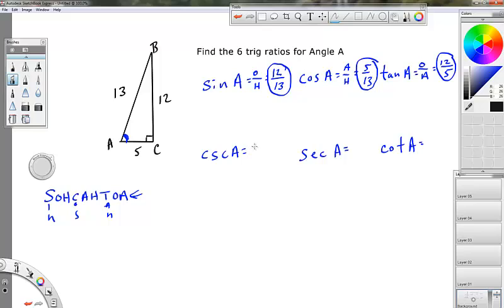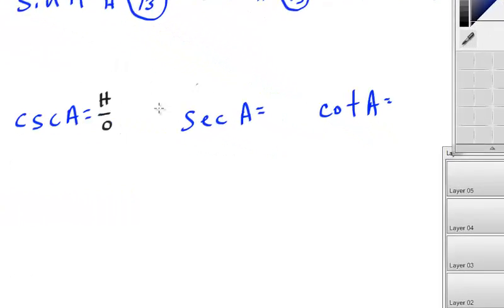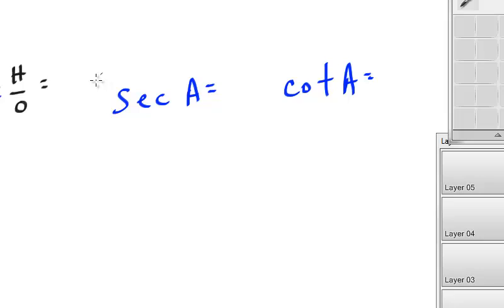Now for the cosecant, which is the inverse of the sine, it would be the hypotenuse over the opposite side. And I don't know what that would spell, but whatever. CHOS, you get the idea. But we could probably make something clever out of that. It's nothing more than flipping this fraction up here. So instead of opposite over hypotenuse, it would just be 13 over 12.